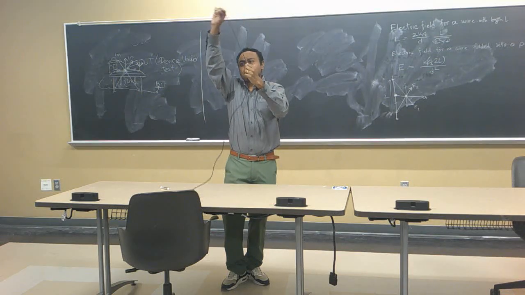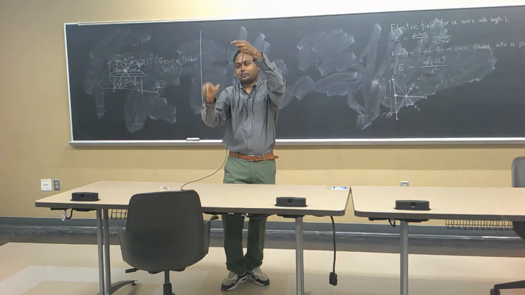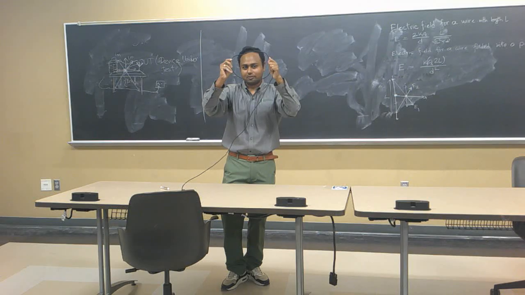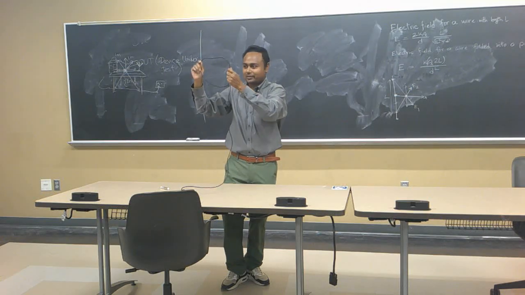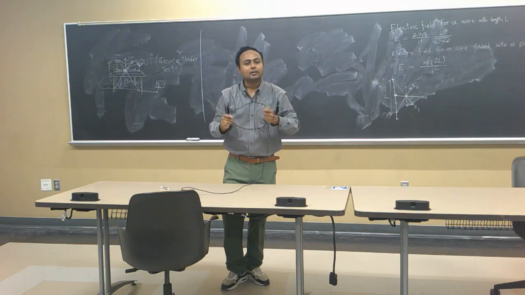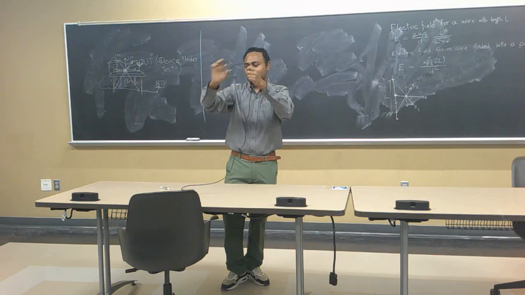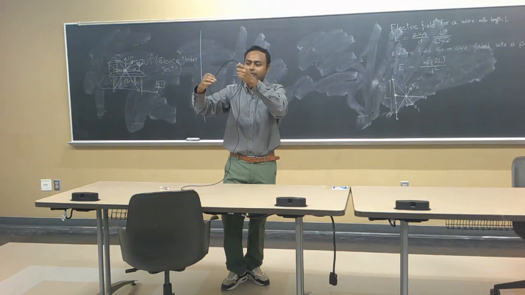Now what if I take this wire and make it round? Okay? Make it like a circle, like this. What does your common sense say? Instead of L, we use the circumference. Yeah, that's true, yes. So the total L would be the circumference, that means 2 pi r.